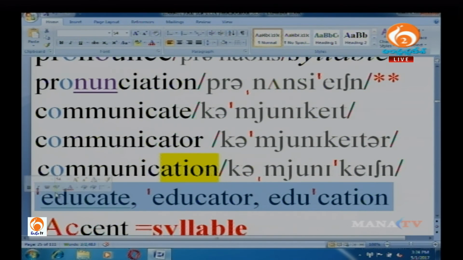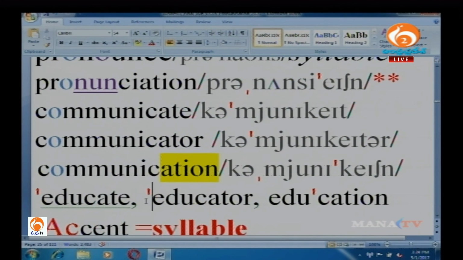Try this one. Educate. Educate. Educate. This one, educator. This one here, K louder. K. Education. Education. So try again. Educate. Remember, DU in this word sounds like JU. Educate, not educate. Educate. Educator.